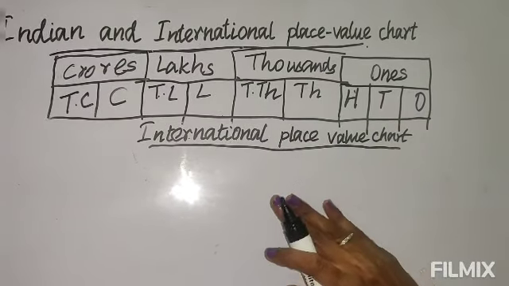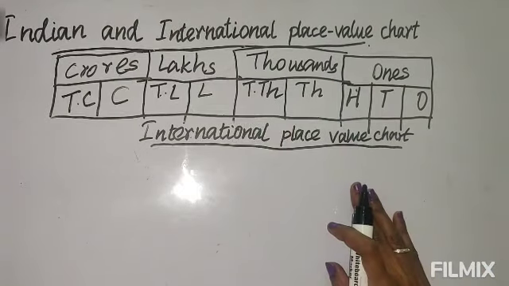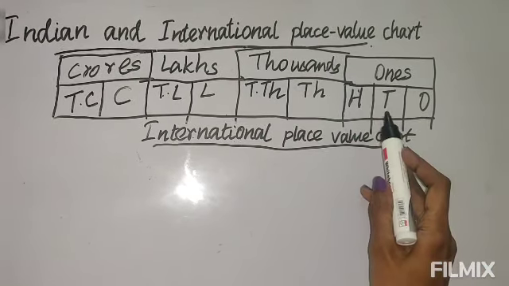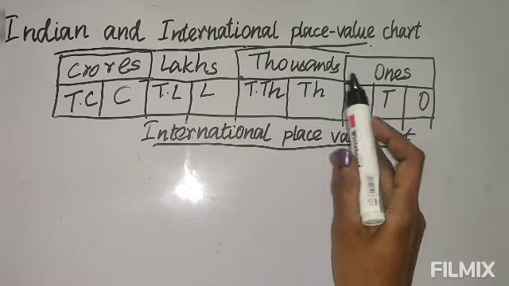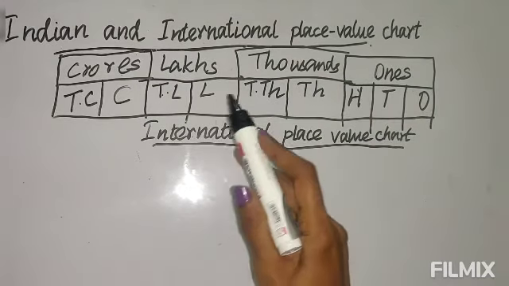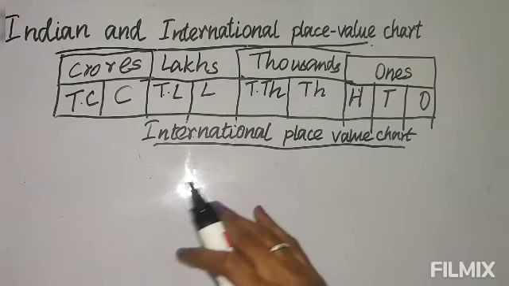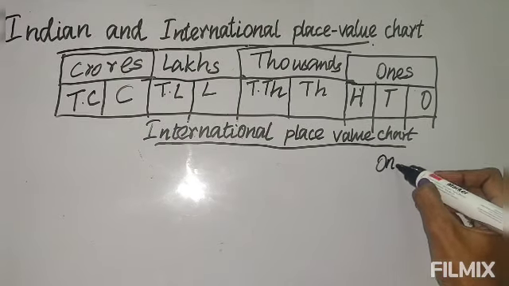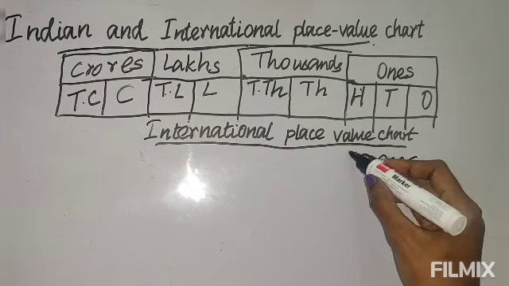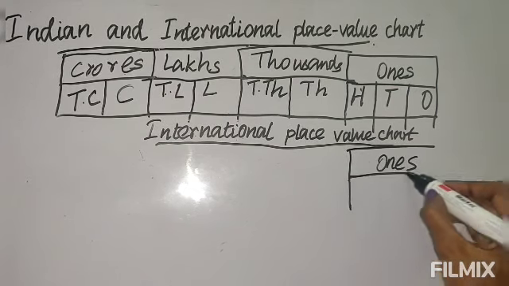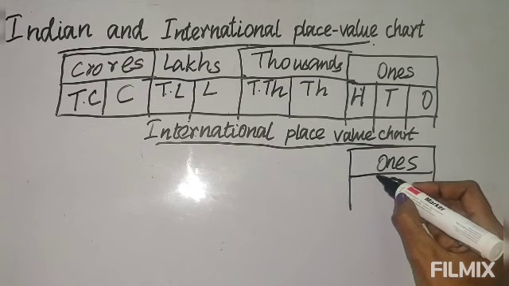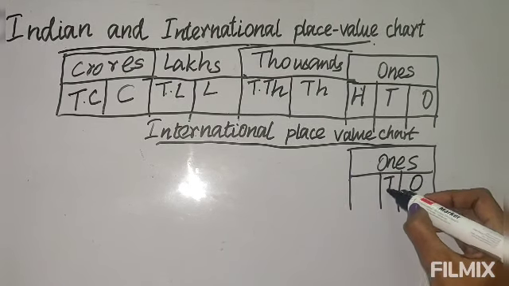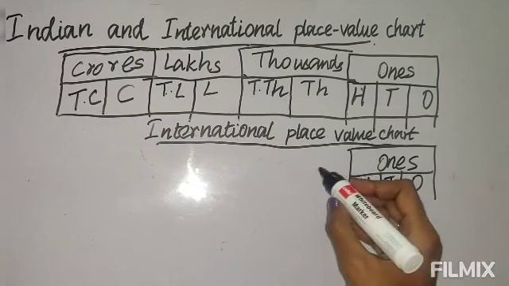Now let's see the international place value chart. If you compare it with the Indian place value chart, then you can remember it very easily. In the Indian chart, first 3 places, then 2, like that we divide. But here all are only 3 places. Let's see, first period is the ones period. This is the same. The ones period has 3 places, the same for Indian and international: ones, tens and hundreds.